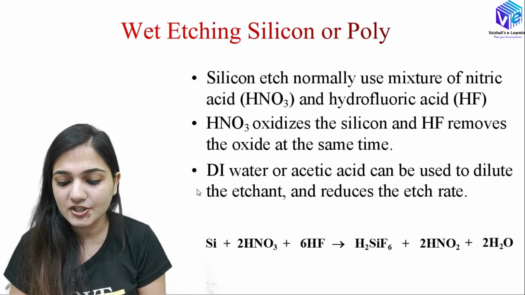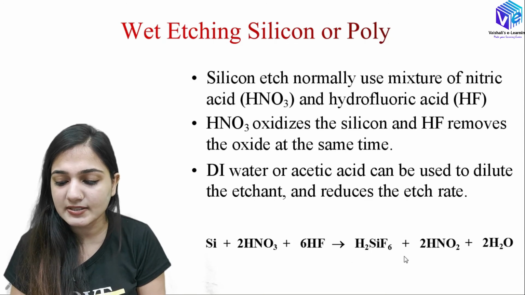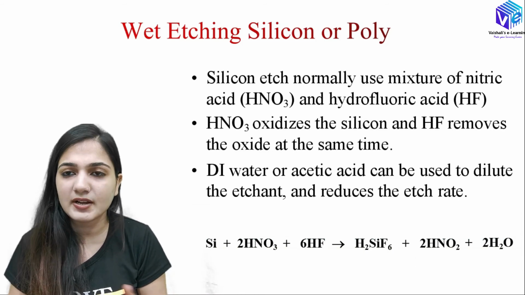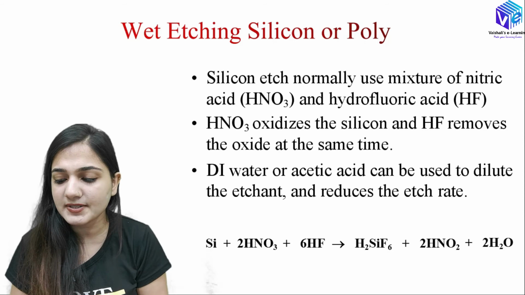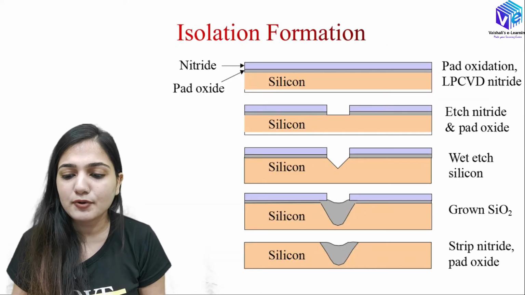So the overall reaction is silicon reacting with 2HNO3 plus 6 hydrofluoric acid, giving me H2SiF6. I have already told you it's a byproduct which can easily be removed. 2HNO2 is also a byproduct. It can also be again used for the oxidation purposes, and water is also a byproduct. So I hope now you understood it.